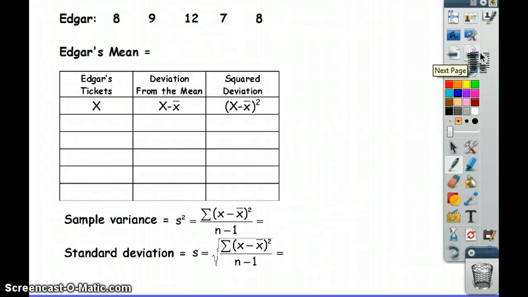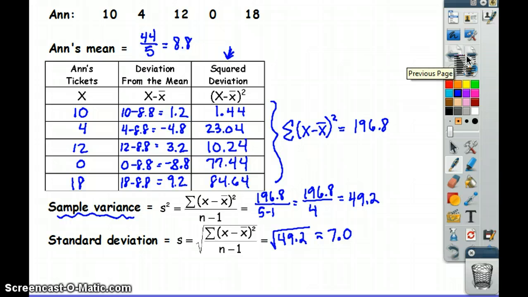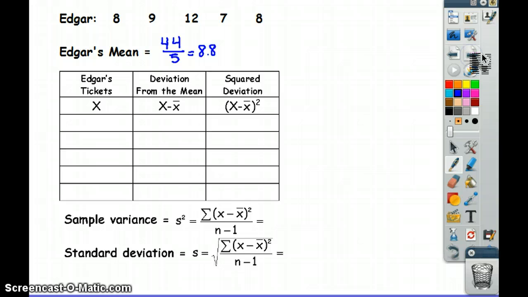Okay, here's Edgar's information. So he sold 8 long international airline tickets, then 9, then 12, then 7, then 8 on consecutive months. So I would take the data and I would add it all up. 44 divided by the 5, 8.8. Now, that should look familiar. Anne's mean was also 8.8. So they happen to have the same average tickets sold. But let's compare their spread.